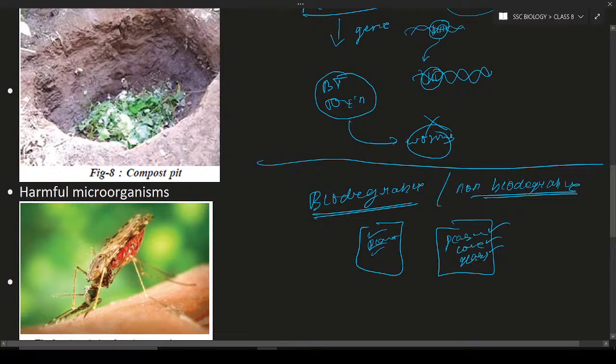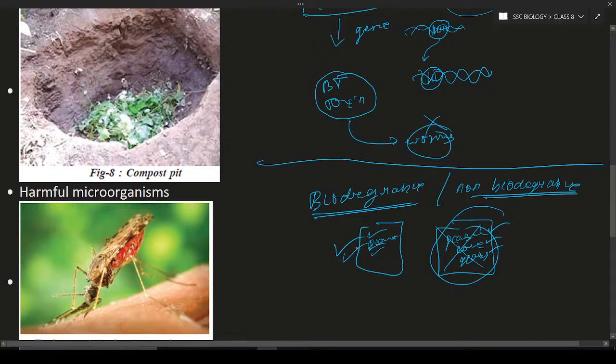Why? Because they are non-biodegradable. It means the microorganisms cannot degrade the plastic covers, glass materials, and so on, while the plant materials can be easily degraded. So this is the difference between biodegradable and non-biodegradable.